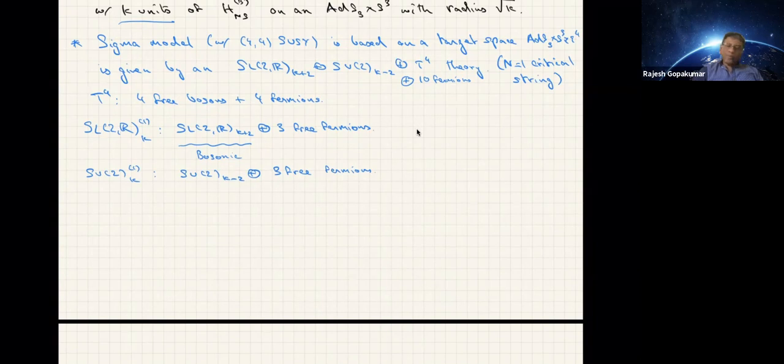All right. This is what we call the NSR description, because this is in the standard Neveu-Schwarz-Ramond description. It doesn't have space-time supersymmetry manifest, but it has world sheet supersymmetry. Okay, so any questions?